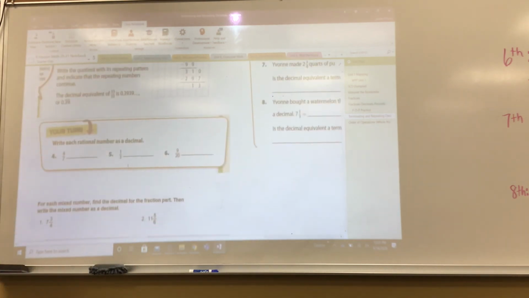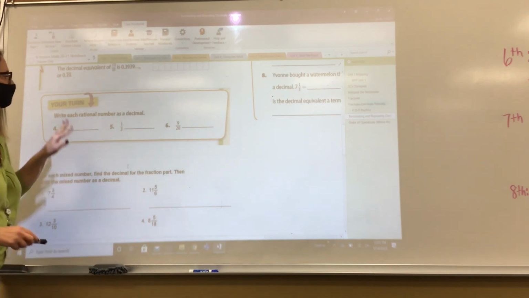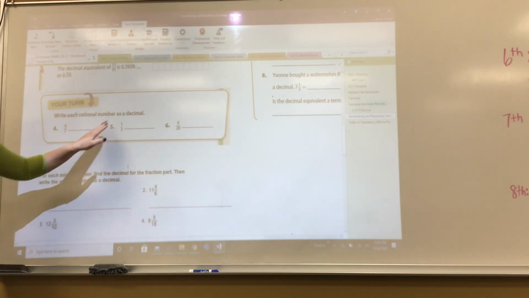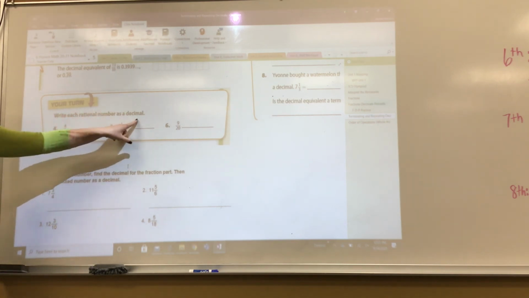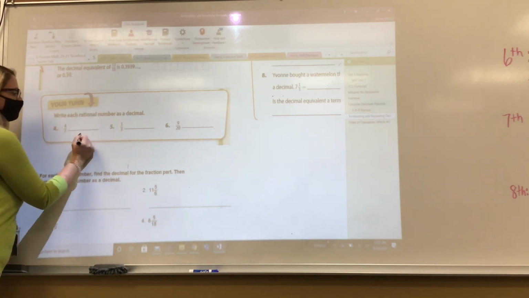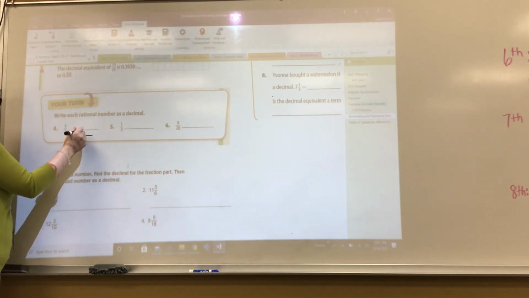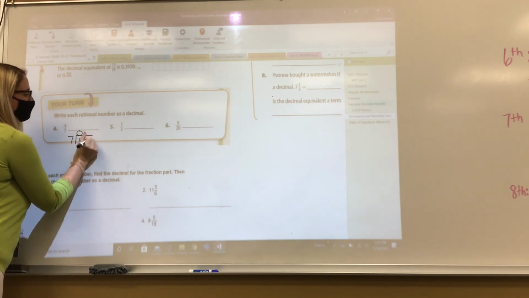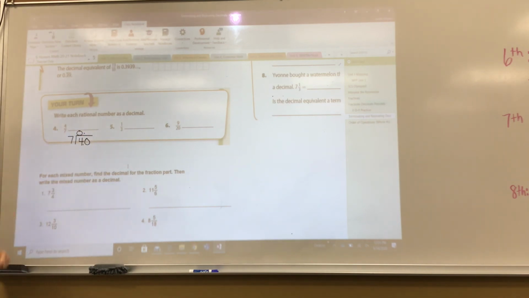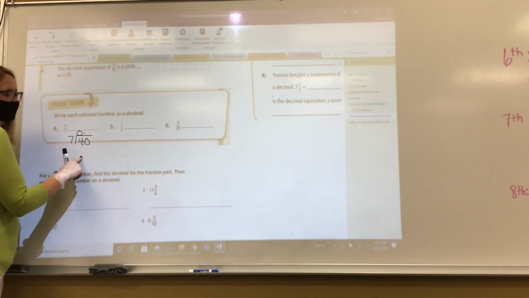All right, so now there's some under here. These are the your turns. So we're going to try 4, 5, and 6. So I'll do number 4 with you as a class, and then you'll do 5 and 6 on your own. Okay? So we want to write it as a decimal. So numerator goes, denominator at the door, how many times does 7 go into 4? Okay, add a decimal, bring it up, add a 0. How many times does 7 go into 40? 7 times 7 is 49.